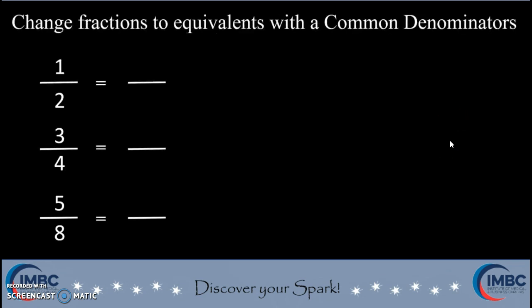Next, we need to talk about changing fractions to equivalents with a common denominator. This becomes key when we want to add and subtract fractions. A common denominator is a denominator that is common to all concerned fractions. When all fractions in a problem have the same denominator, they're said to have common denominators. So right now, my fractions 1/2, 3/4, 5/8 do not have a common denominator. So we need to find a common denominator, and we can do this by just looking at them.